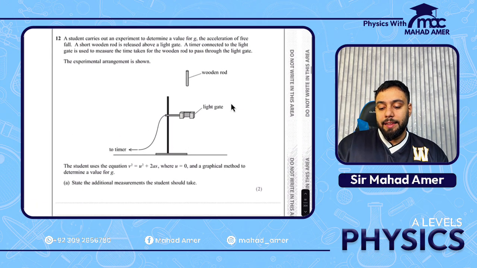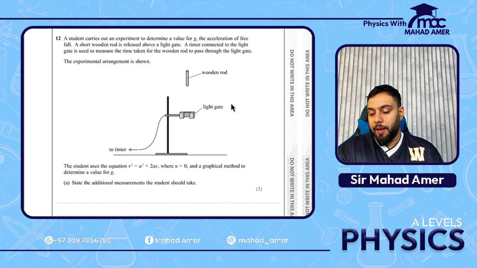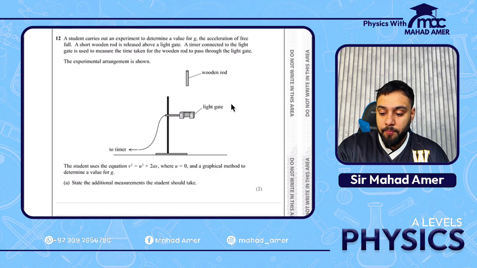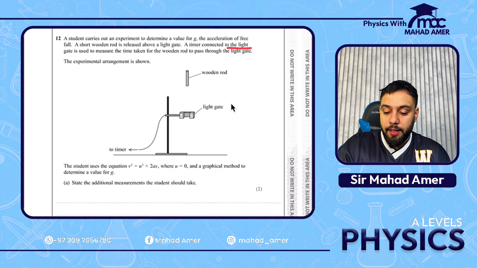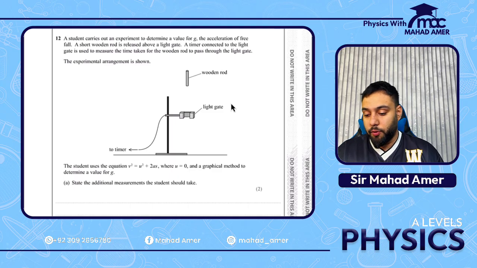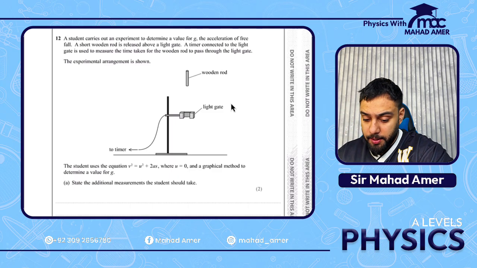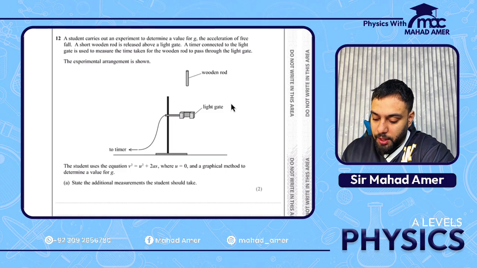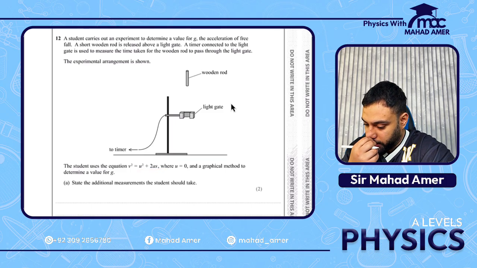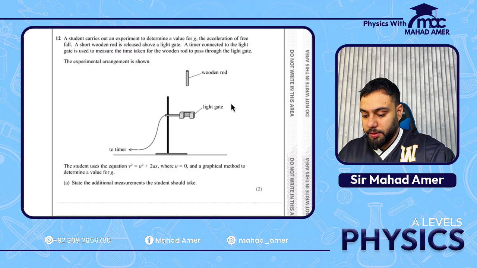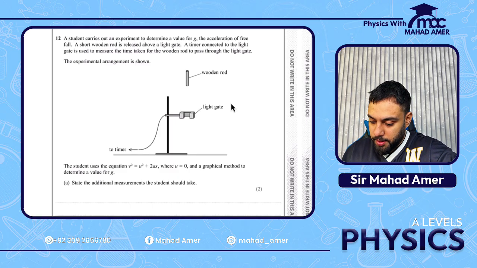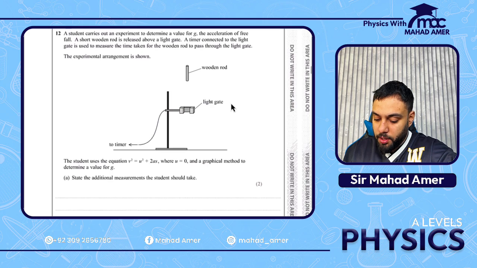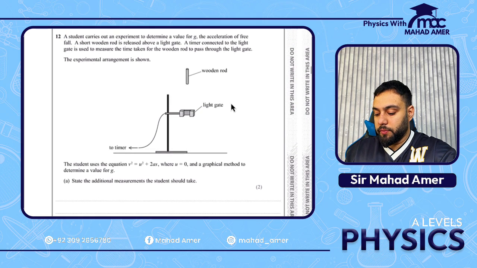Okay. Now the student carries out an experiment to determine the value of g, the acceleration of free fall. The short wooden rod is released above the light gate. A timer is connected to the light gate and it is used to measure the time taken for the wooden rod to pass through the light gate. The experimental arrangement is shown. The student uses the equation v² = u² + 2as, where u is equal to 0. Okay, and the graphical method is okay. State the additional measurements the student takes.